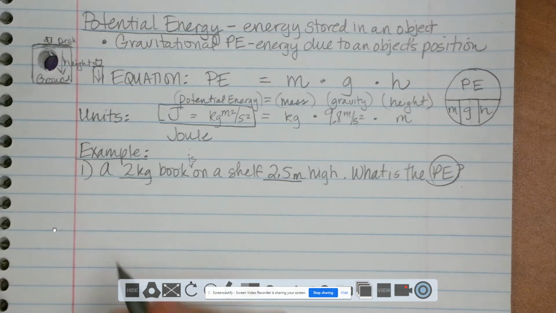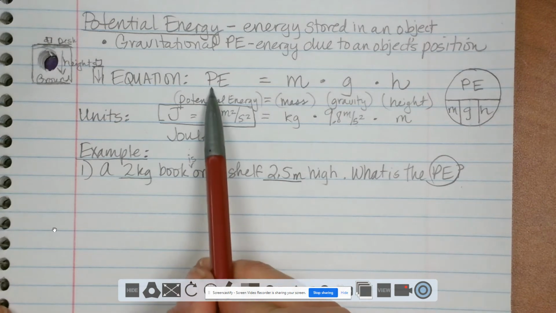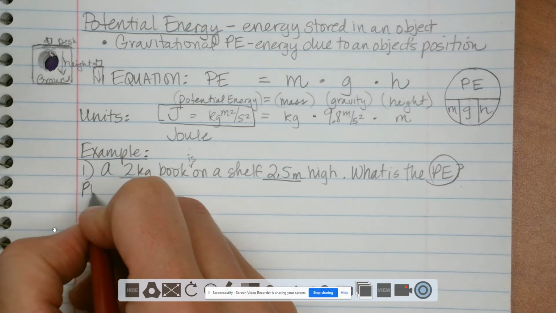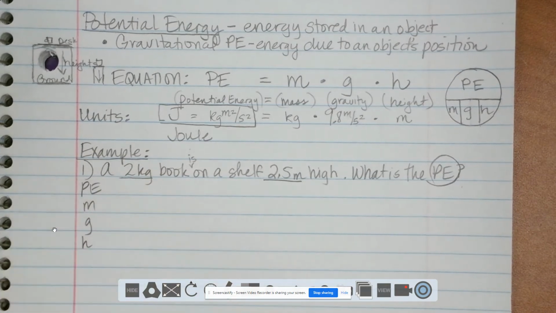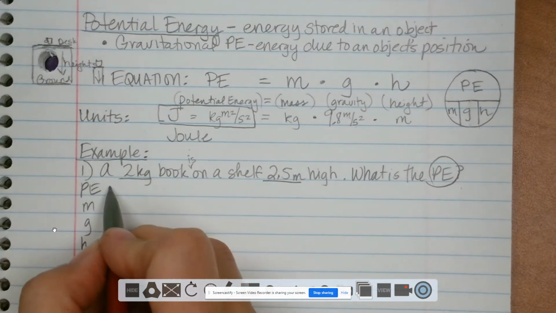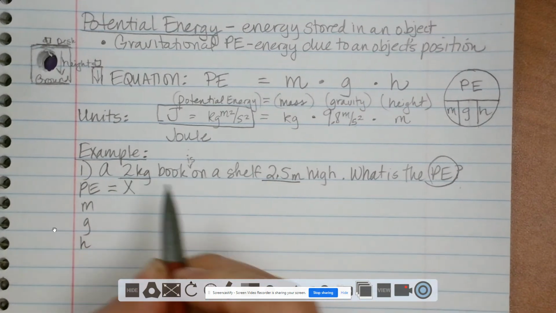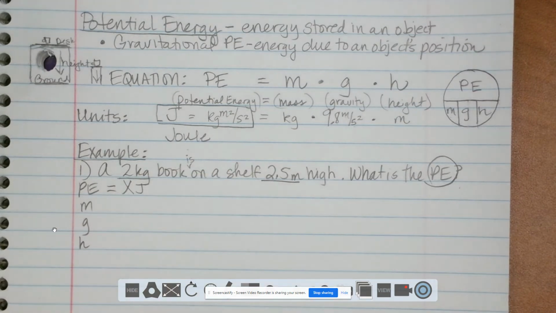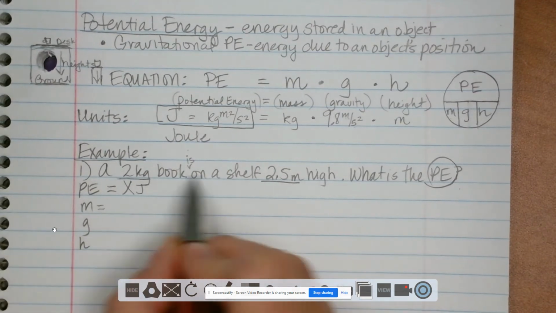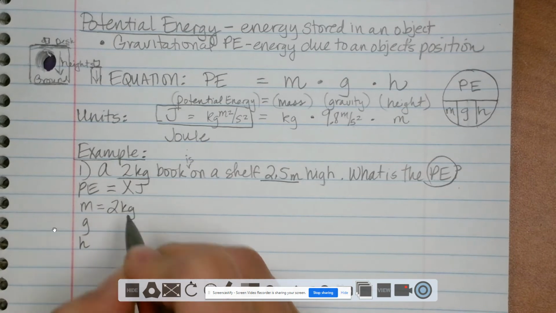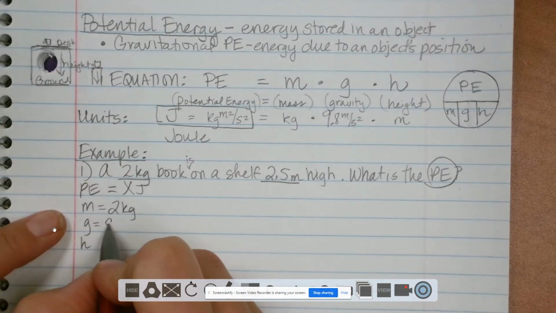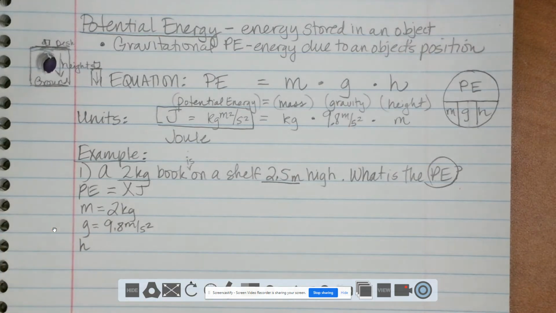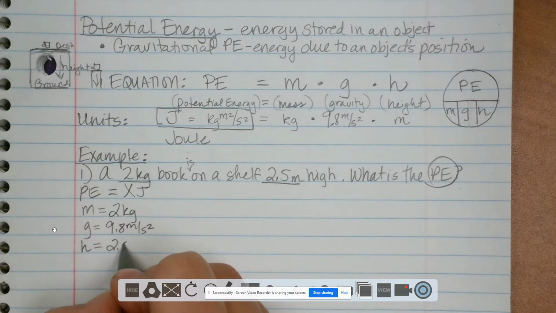Okay? So I'm going to write out my variables so I remember. All these are the variables, every part of it. So there's 4 in this case. I'm going to need my PE, my M, my G, and my H. Since I'm looking for potential energy, that's going to be my X. And remember, joules, a J, is my unit. My mass is given to me at 2 kilograms, so I'm going to write that in mass. I'm not given gravity, but I always remember it's 9.8 meters per second squared. And my height is 2.5 meters. So now I have them all written out.